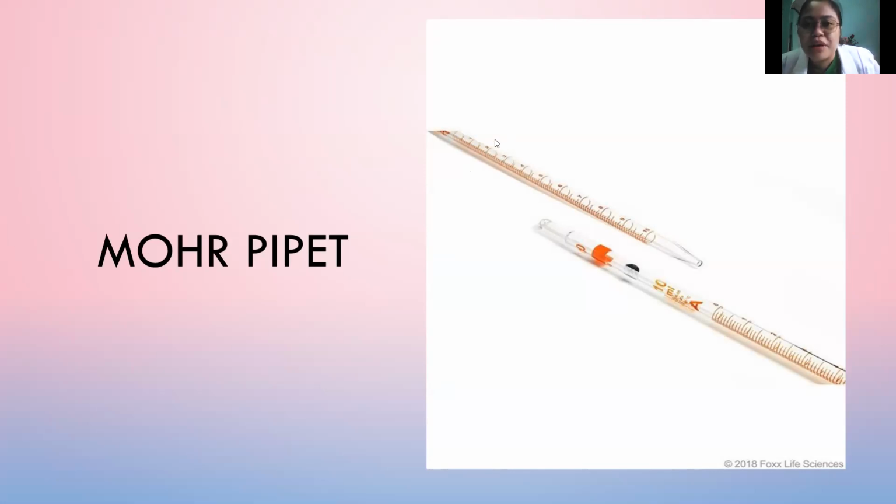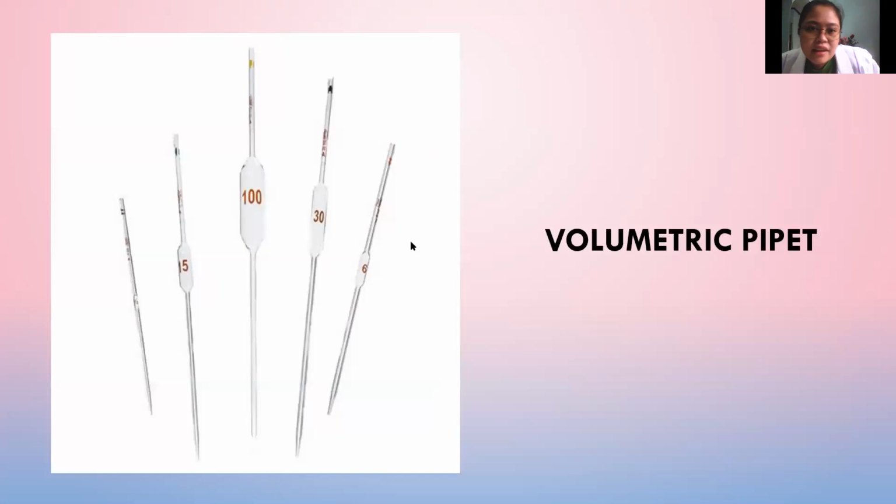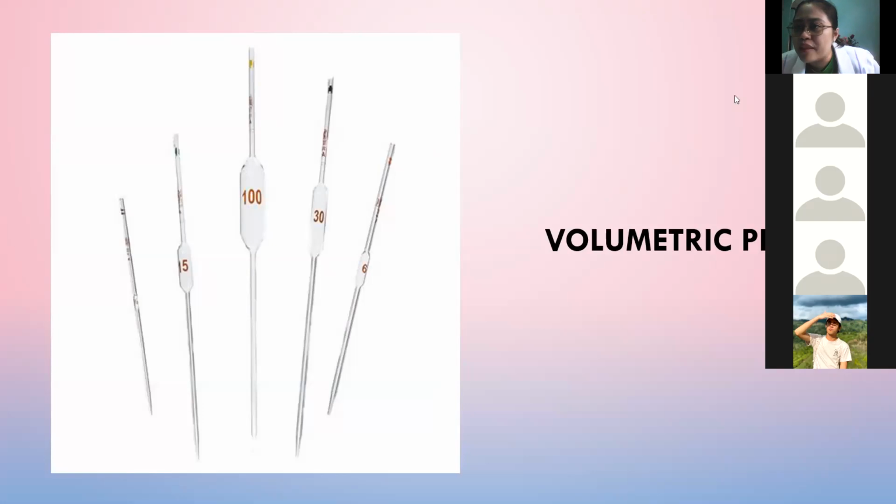So you just stop there. Okay? So again, the drainage is to the lower calibration line. Depende kasi, variable volume ang dinideliver when it comes to the Mohr pipette, unlike the volumetric pipette na fixed volume lang jud. Pag maingon kag 30 ml na volumetric pipette, then 30 ml until the calibration line.